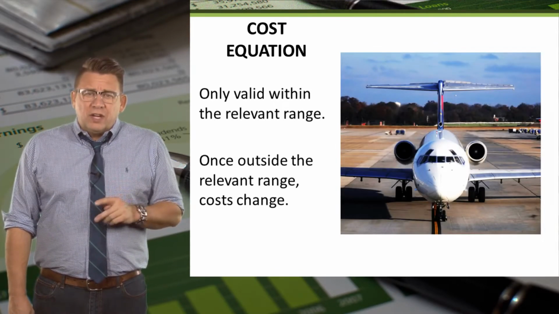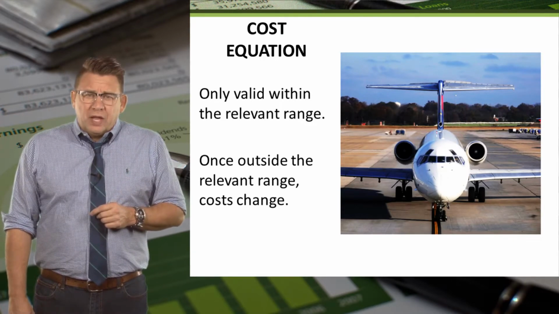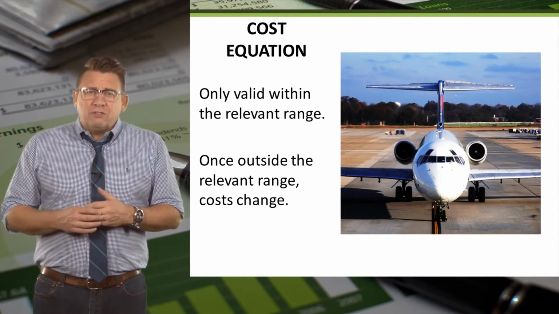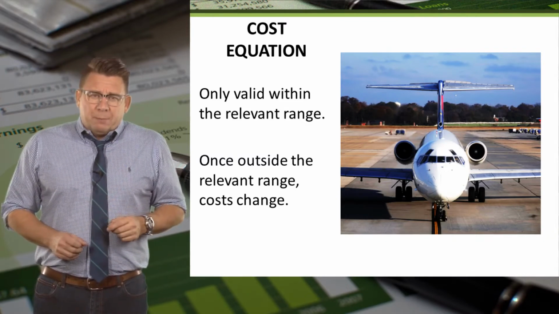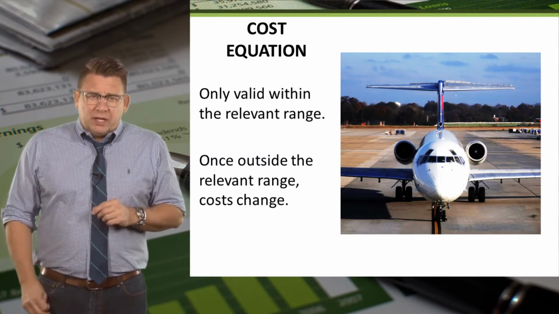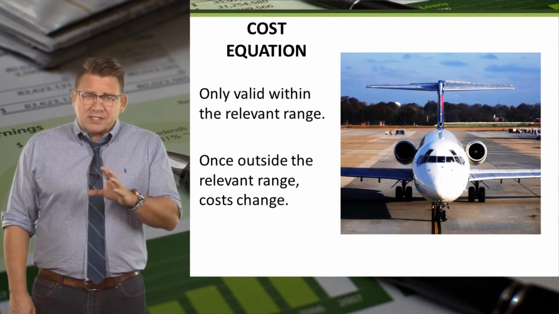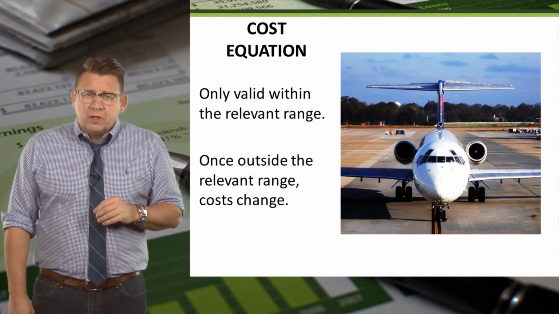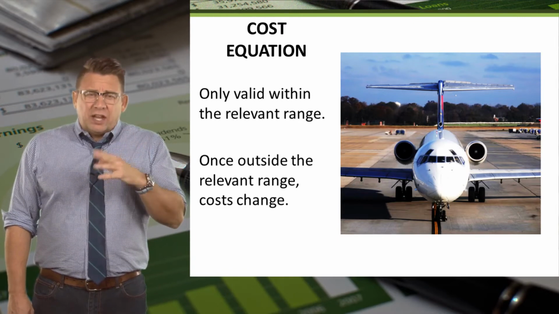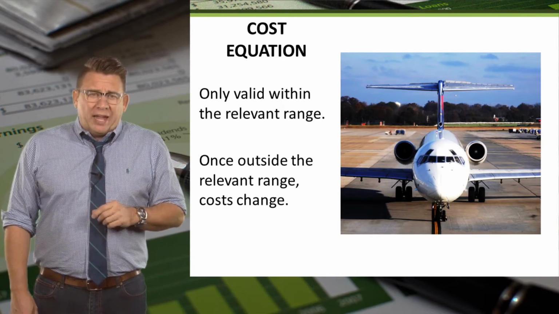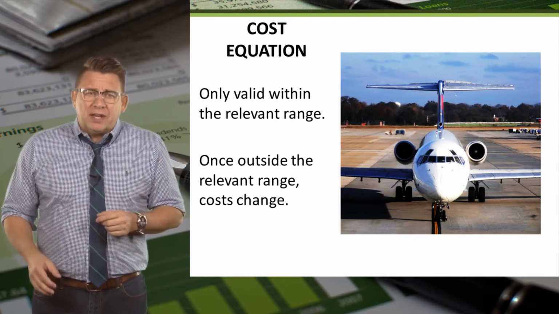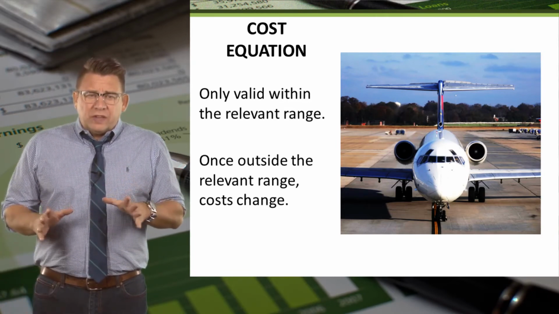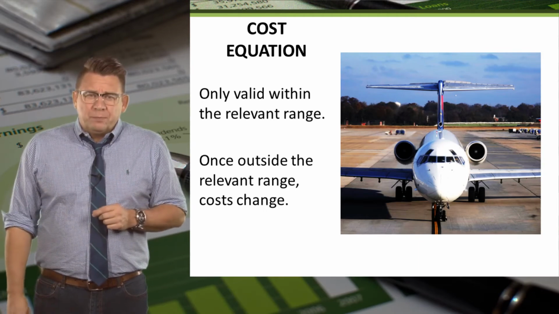The cost equation is only valid within a relevant range. Outside the relevant range of volume, the cost equation changes. For example, if I owned one airplane, I could predict costs at various levels of volume for flights from Salt Lake to Las Vegas. I could determine how many passengers I could fly and how many flights I could make in a day. All of those things are within the relevant range.